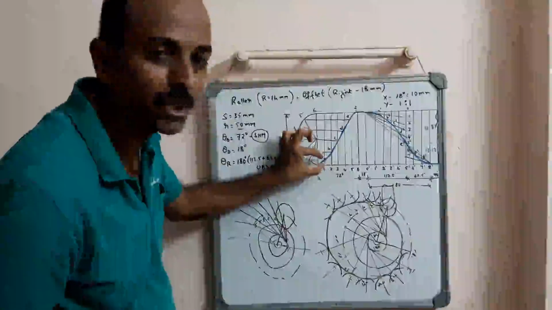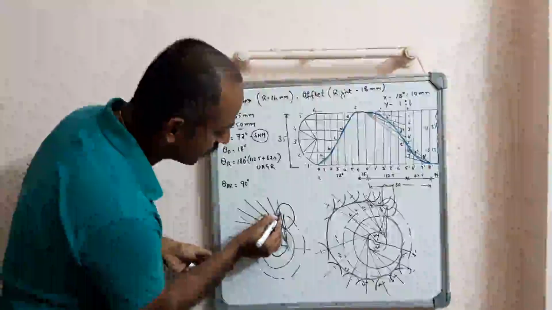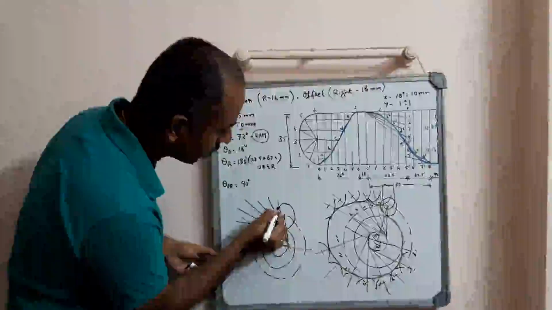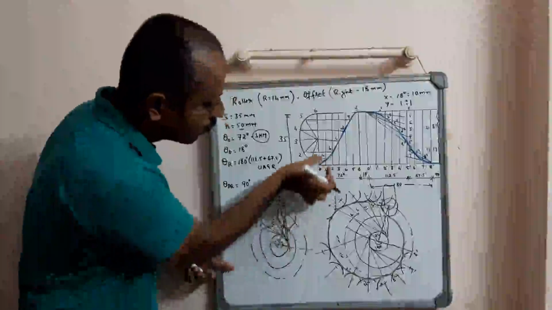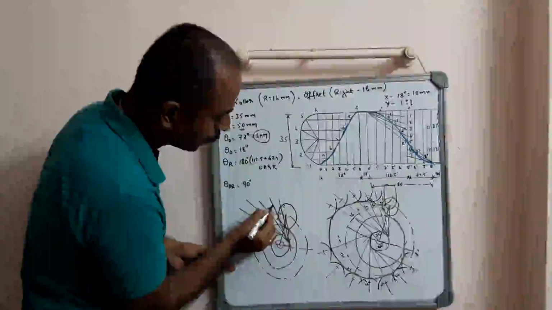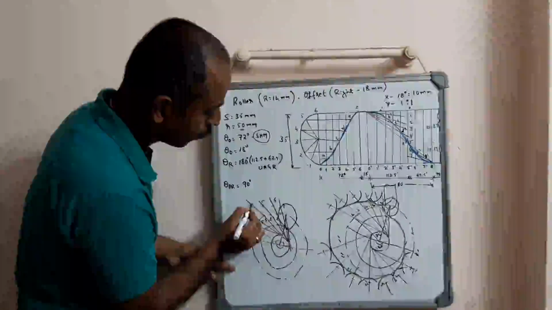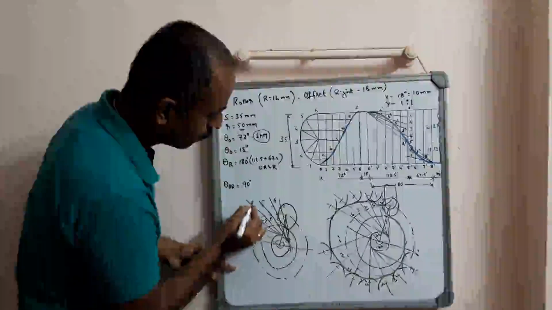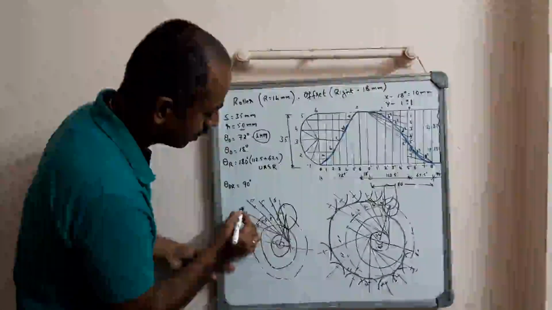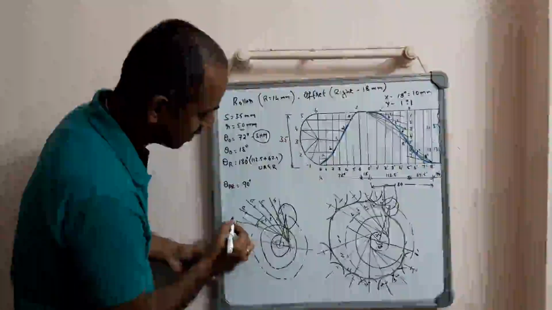Measure 1A from the displacement diagram. So transfer it here, 1A. So this is A. 2B. 3C. 4D. 5E. And 6F.